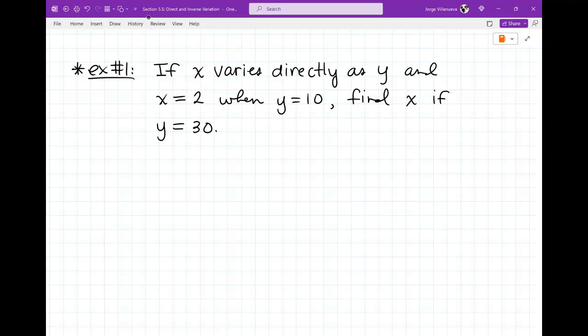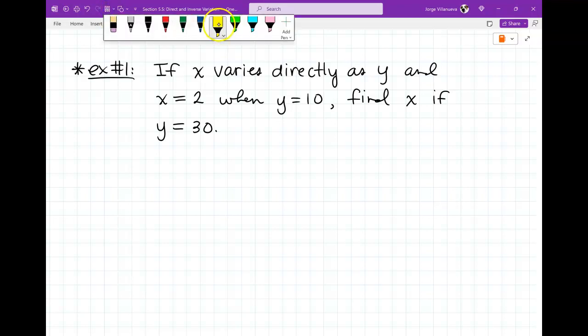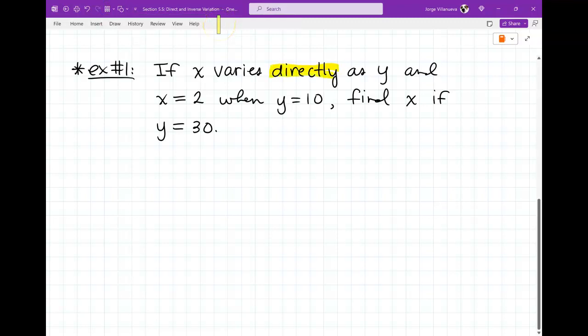So right here, first off, notice the very first part of this sentence says if x varies directly as y. So they are telling you that this is direct variation. I'm just going to highlight it there. This basically tells you you're going to use a specific formula, k equal to y over x. But like I said, we're going to try to write it out as something a little quicker.